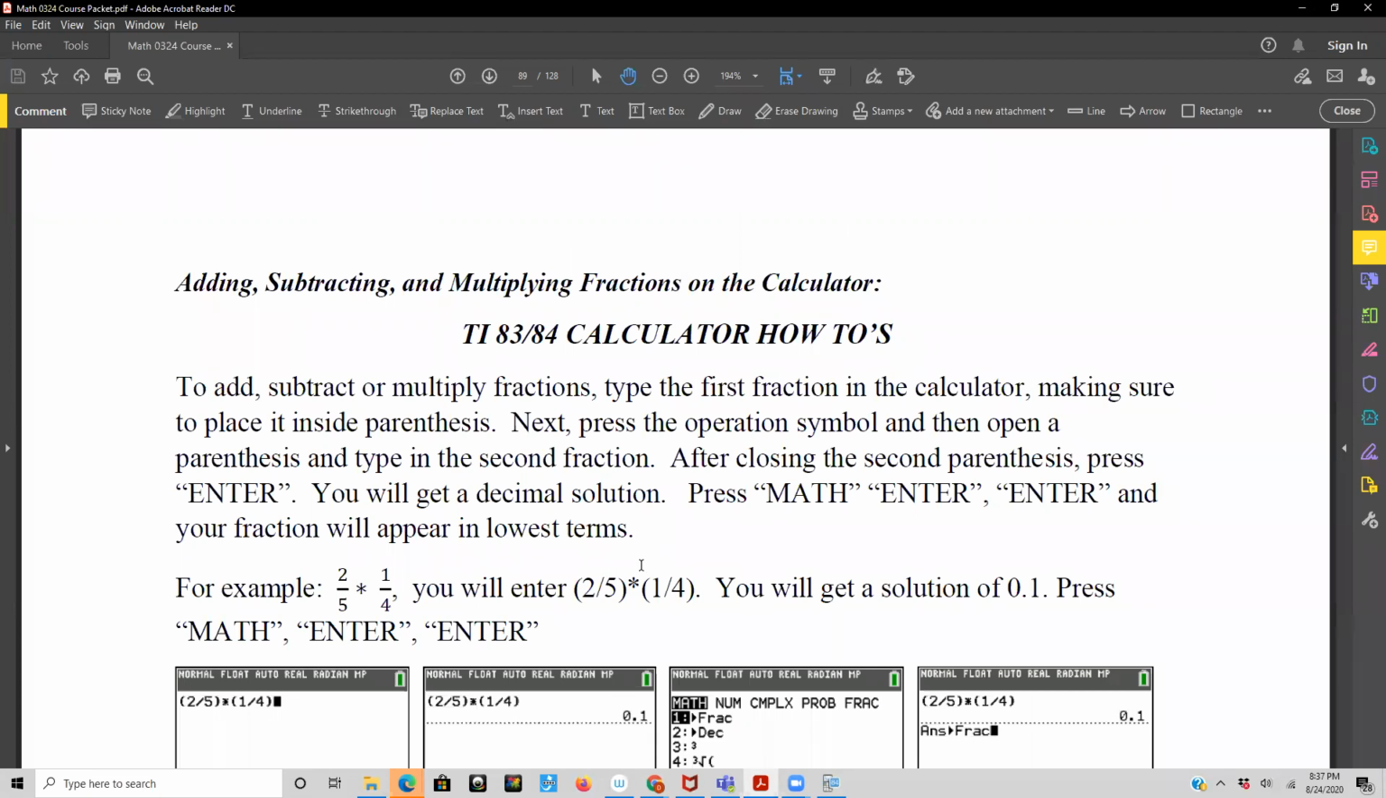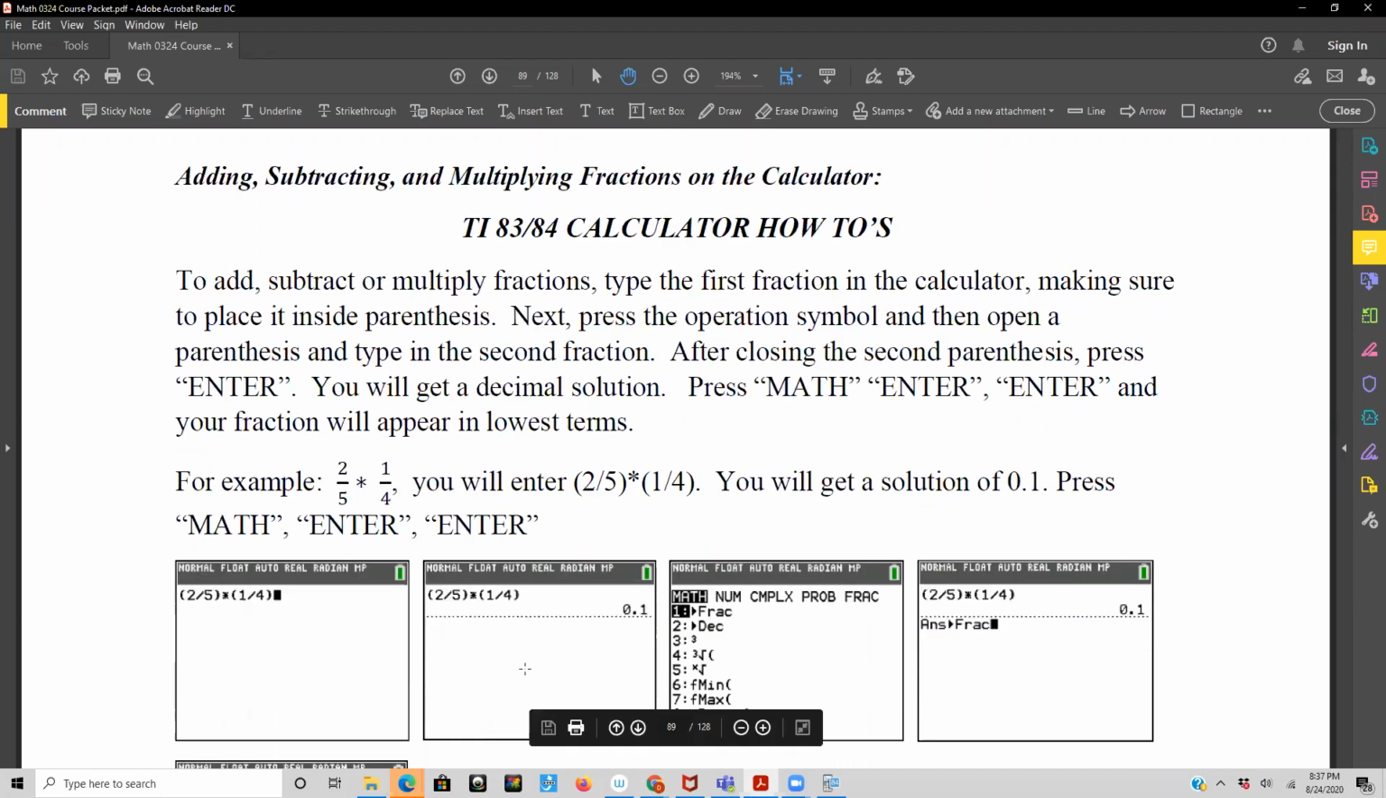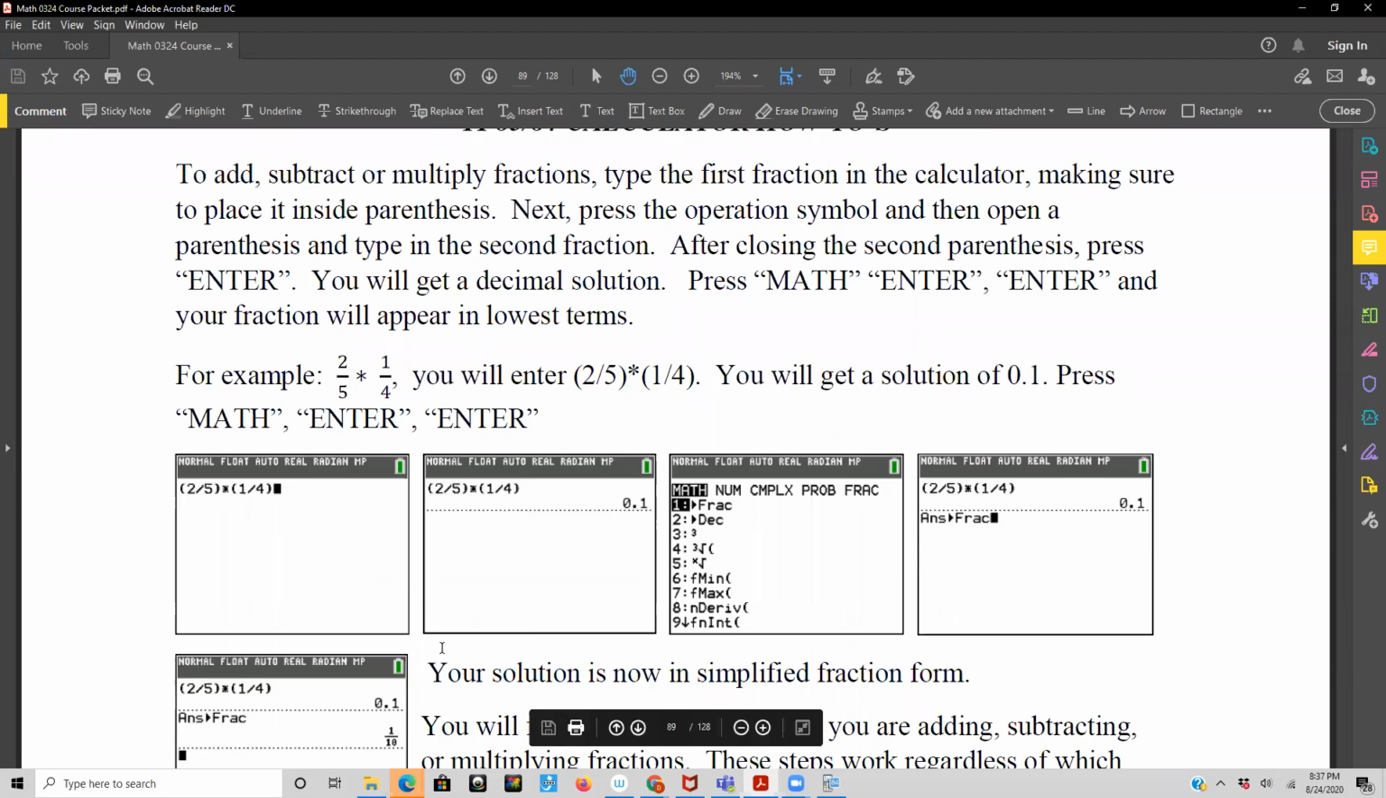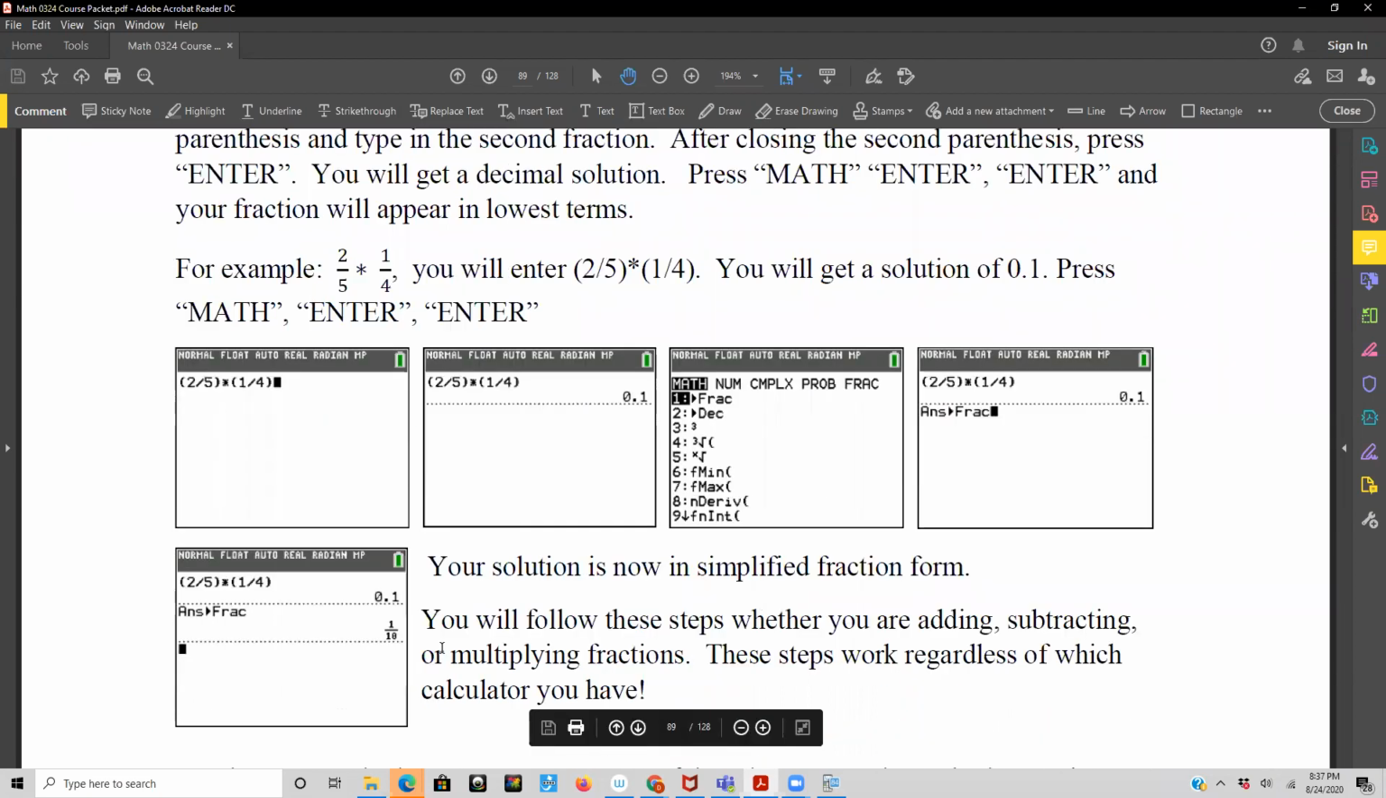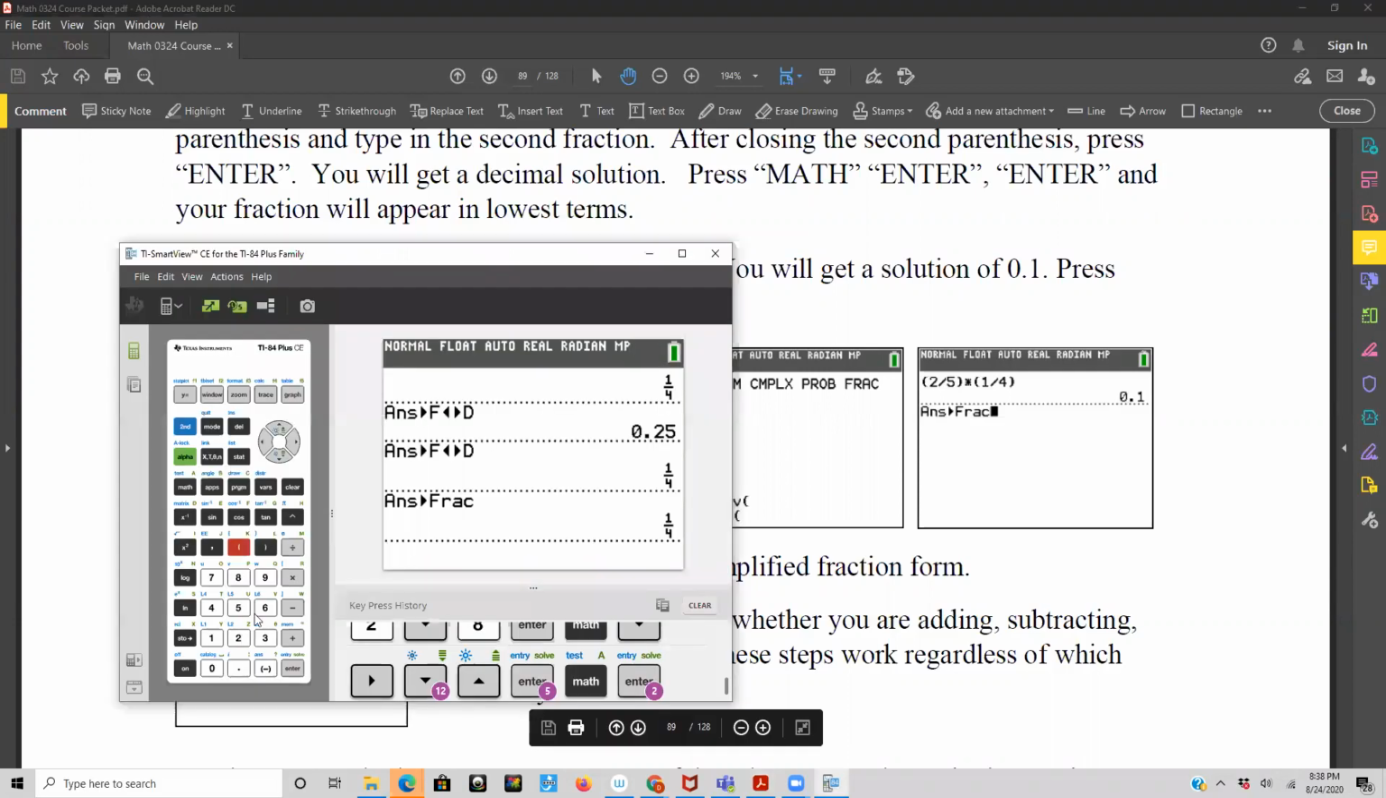All right, so to multiply fractions, there's a couple ways to do it. So she has 2/5 times 1/4. I'll go ahead and do that the old-fashioned way, and then we'll show you the 84. The one thing you want to be careful with when you're working with fractions is, see how she's put parentheses around these things. You want to put parentheses around them, unless you're really comfortable with the order of operations. So if you have an 83, this is what I'm going to enter. So here's my parentheses. So I'm going to do 2 divided by 5 for 2/5, parenthesis, times.